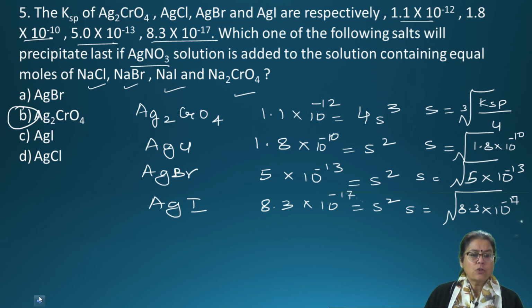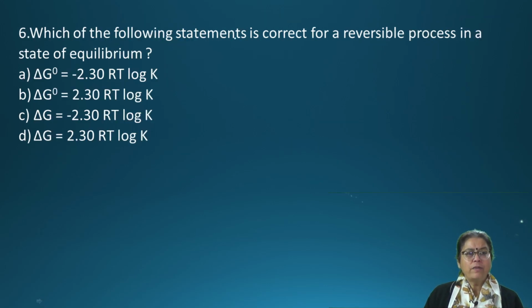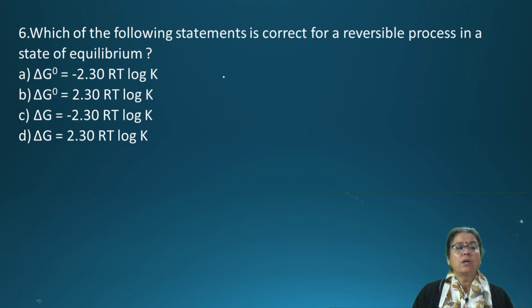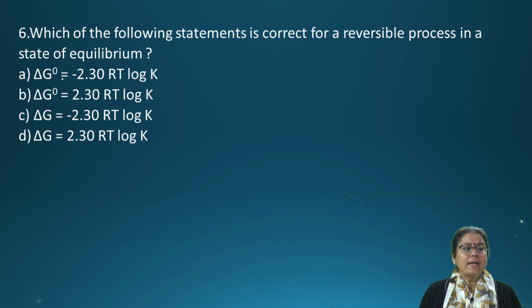ठीक है, लेट्स गो ऑन टू आवर नेक्स्ट क्वेश्चन. Which of the following statement is correct for a reversible process in a state of equilibrium? So reversible process बिल्कुल conceptual question है आपका. Delta G that is equal to minus 2.303 RT log of K. तो यहाँ पे अगर आप देखते हो डेल्टा जी नॉट स्टैंडर्ड कंडीशंस पे हमको कैलकुलेट करना है. करेक्ट ऑप्शन ओवर हियर इज गोइंग टू बी ए.